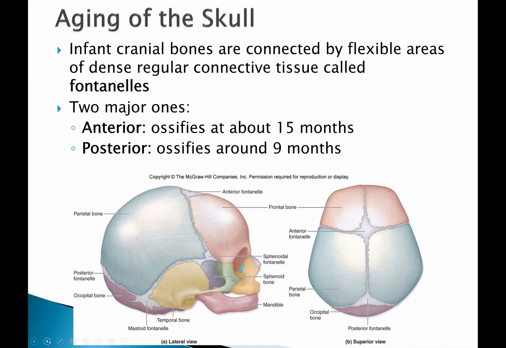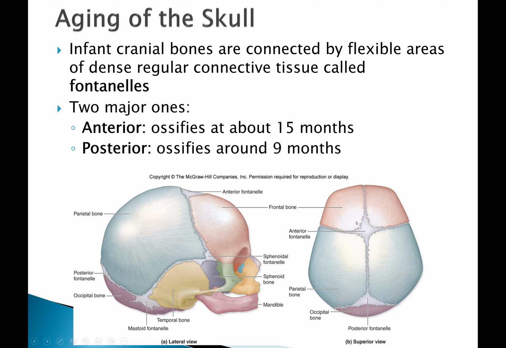So a little bit about the aging of a skull. Infant cranial bones are actually separated by several different bones. Okay, so there are actually more bones on an infant's skull, and they're all connected by connective tissue, really flexible connective tissue called fontanelles. So the bones here are all connected by this jelly-like material, this fontanelle, right?